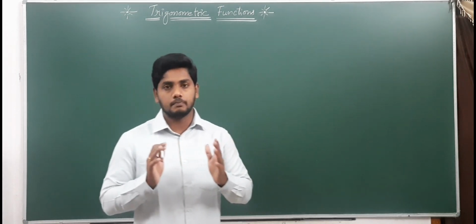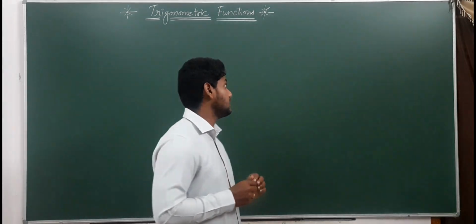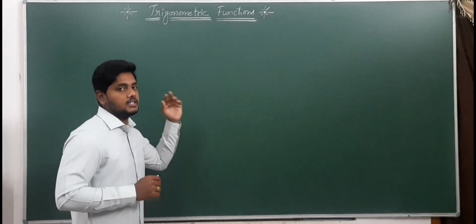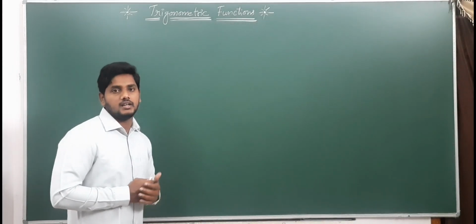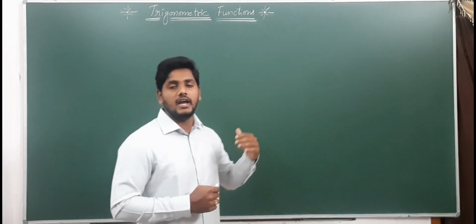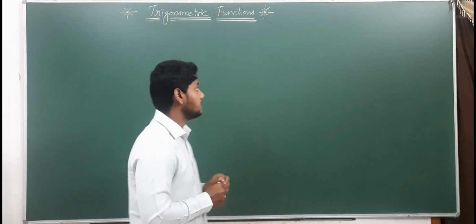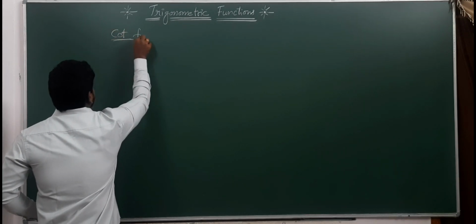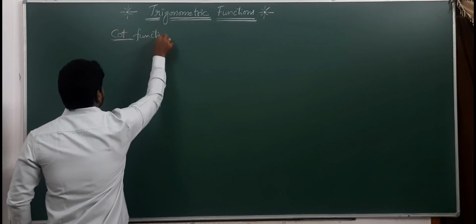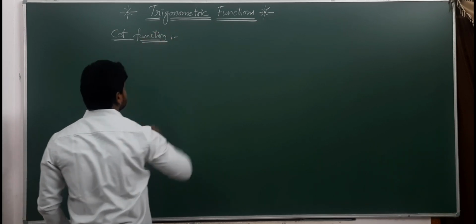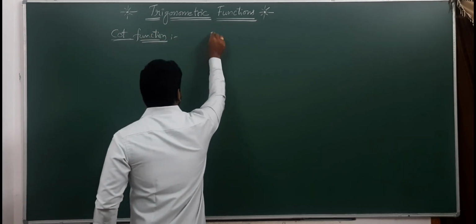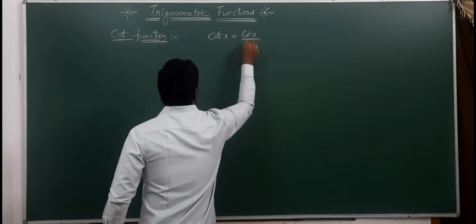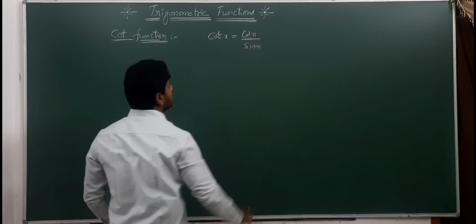So let us first discuss part 1 of today's class, that is about finding and understanding the domain and range of the remaining 3 trigonometric functions, cot, secant and cosecant, through graphs, right? First we will discuss the cot function graph. As we know, cot x can be written as cos x by sin x, right or not?